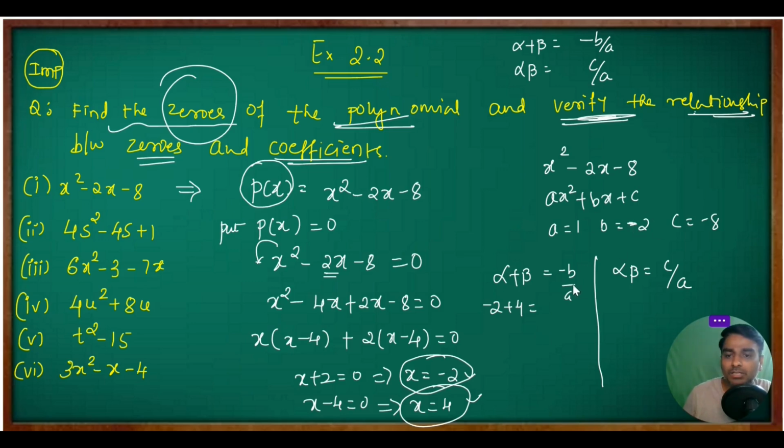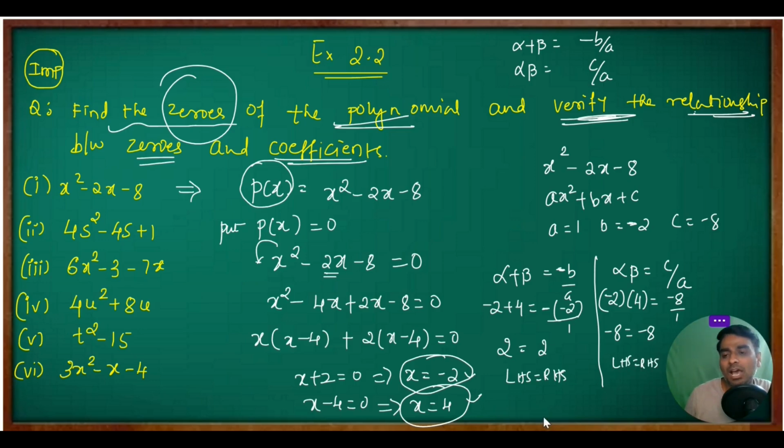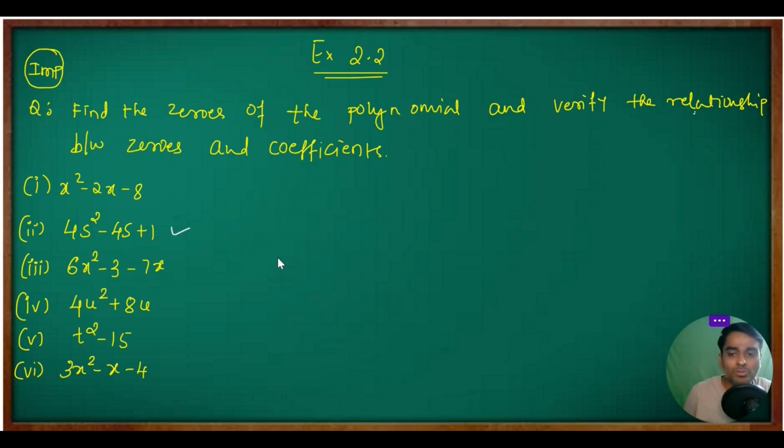What is my b? Look at this, minus 2. Here I have minus b, that means I have to repeat minus 2 times, once and twice. Divided by a. A is 1. Now what am I getting here? Minus 2 plus 4. Minus minus plus, that is 2. That means LHS is equal to RHS. Same way I will do alpha into beta. My alpha is minus 2, the first zero, and my beta is 4, the second zero. My c is minus 8 and my a is 1. So I am getting minus 8 on this side, minus 8 on this side. Again LHS is equal to RHS. I am done. I have verified.